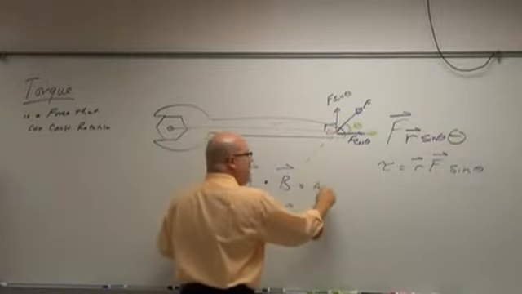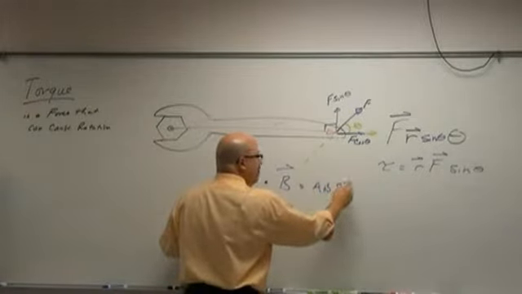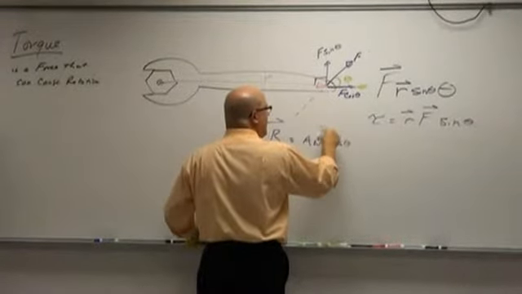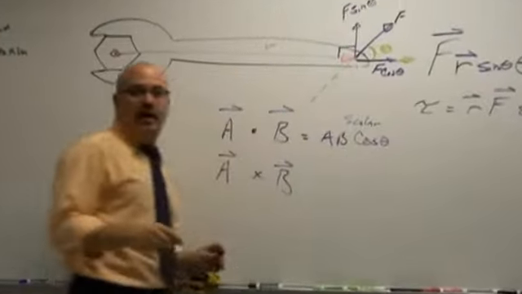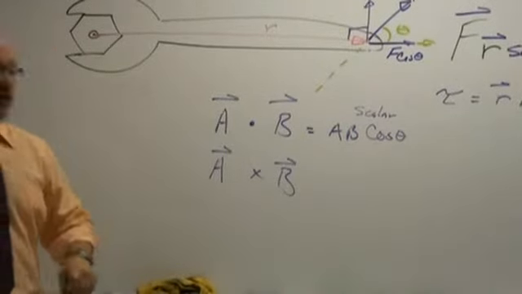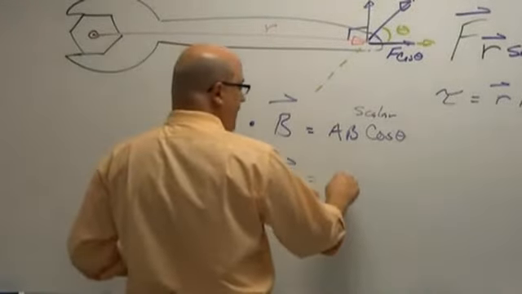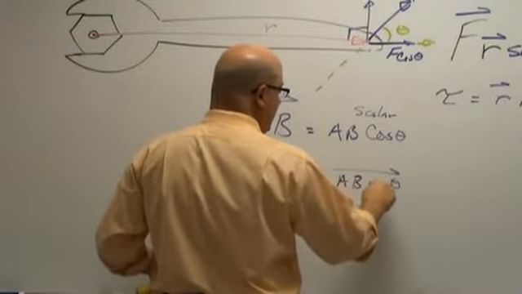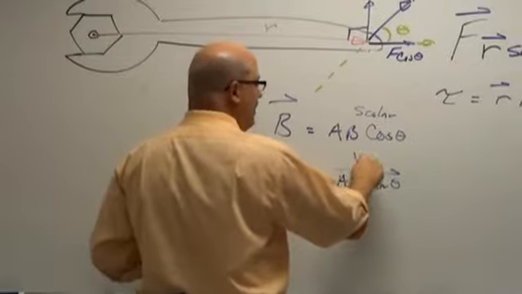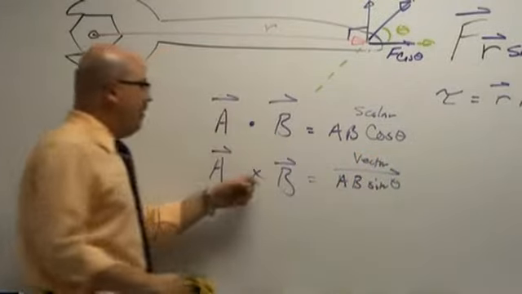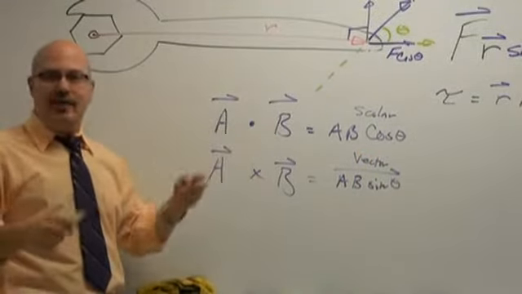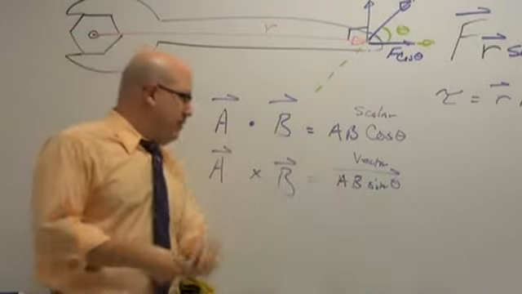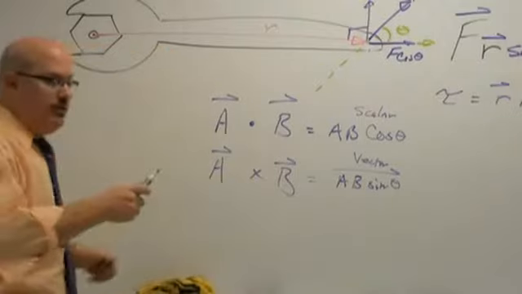This one is AB cosine theta, and this is a scalar. It's called a scalar product of two vectors. And this is AB sine theta, and this is a vector. It's called a vector product. This is called a cross product, and that's called a dot product in math class, because there are two ways to multiply vectors. One gives you a scalar, one gives you a vector. And we've used both of these now.